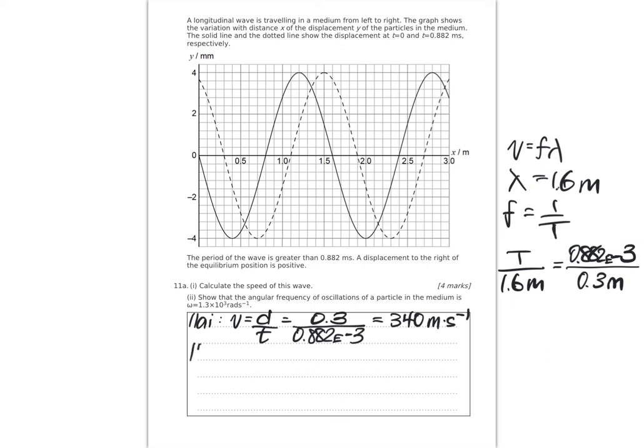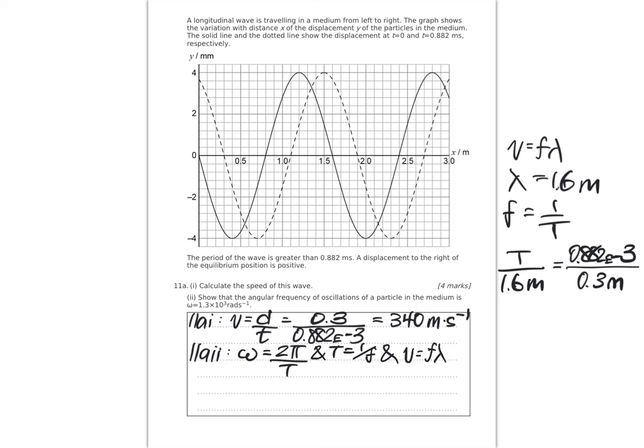And then for the second part, we have 11i, and that's showing that the angular frequency is 1300 radians per second. So angular frequency, we know, is 2 pi over the period. And we know T equals 1 over F, and V equals F lambda. Both of those are kind of SL stuff, but I also think that you should know that and remember that, especially V equals F lambda. V equals F lambda is a big deal. If you don't remember much about physics, remember that.